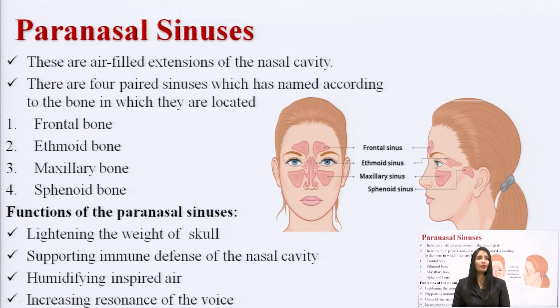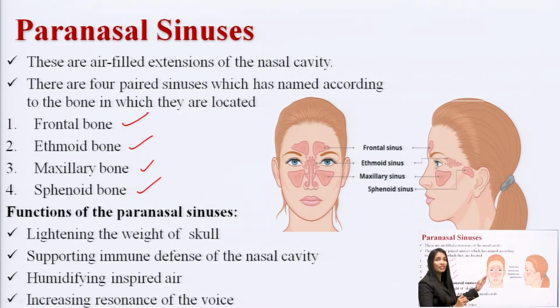And next we will discuss the paranasal sinuses. These are the air filled extensions of the nasal cavity. And here you will see the four paired sinuses, which are named according to the region where they are located. So, we have four bones of the paranasal sinuses. The first one is the frontal bone, the second one is the ethmoid bone, the third one is the maxillary bone, and finally the sphenoid bone. So, let us see the location.